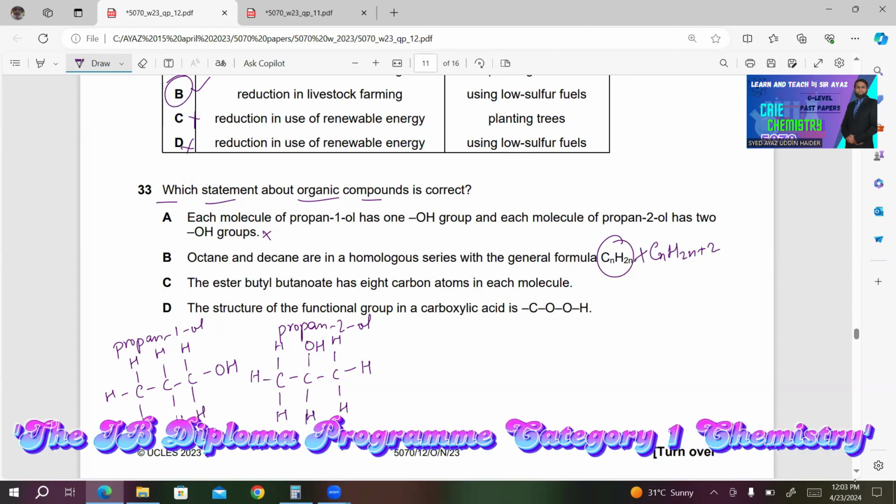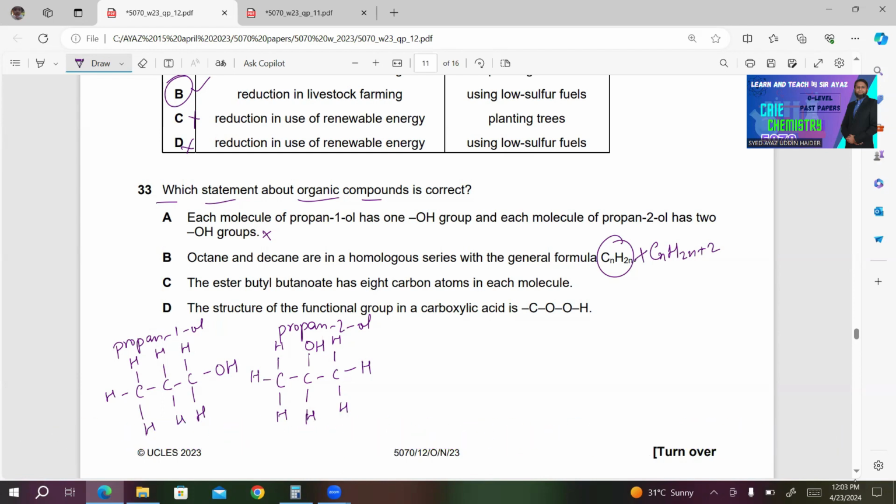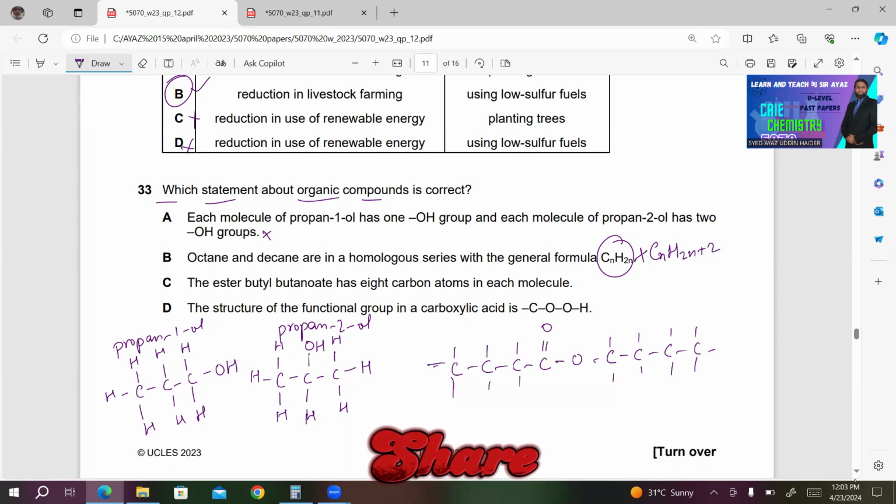C, the ester butyl butanoate has 8 carbon atoms in each molecule. This is the formula for butyl butanoate. 4 carbon atoms, 1, 2, 3, 4, double bond O, O, butyl, 1, 2, 3, 4. These all are hydrogen atoms. I am not showing the hydrogen atoms because this will save our time. So we have 8 carbon atoms in each molecule. So this looks correct to me. C must be the right answer.